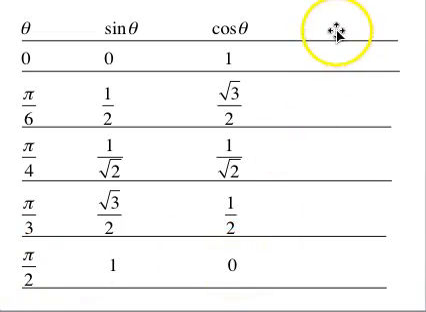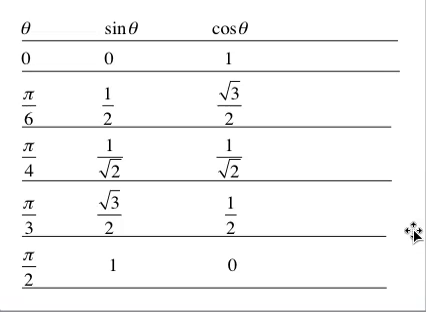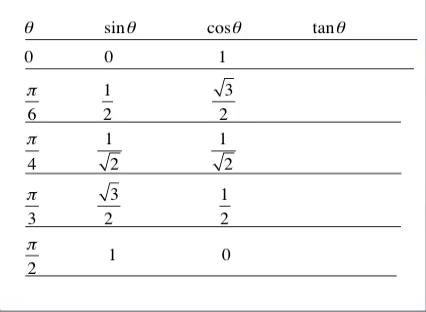Knowing this, we can construct a table of the tangents, remembering, of course, that tangent is sine divided by cosine. So looking at this table, to get the tangent of 0, it'll be 0 divided by 1. The tangent of pi over 6 will be 1/2 divided by root 3 over 2, etc. So let's go ahead and do that.